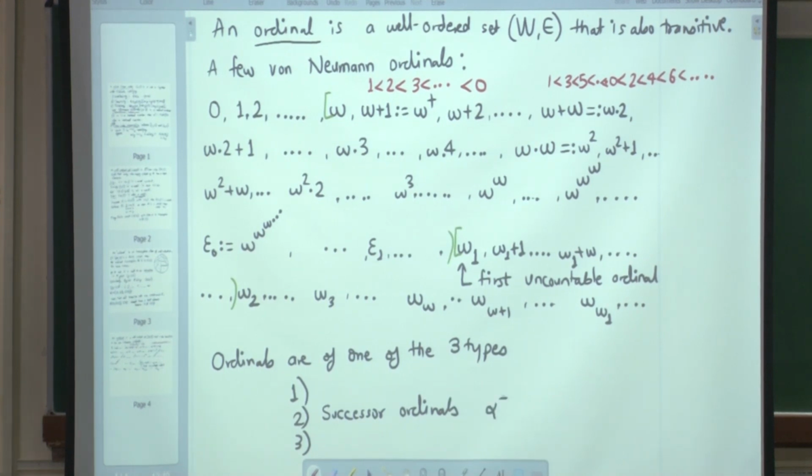So they look like alpha plus for some alpha. Then there are some ordinals which are like omega. Omega is not a successor of anything. Omega doesn't have an immediate predecessor. So such ordinals are called limit ordinals. So these are not successors.